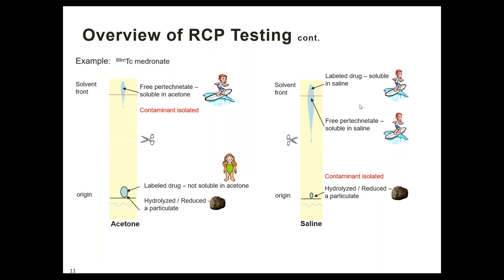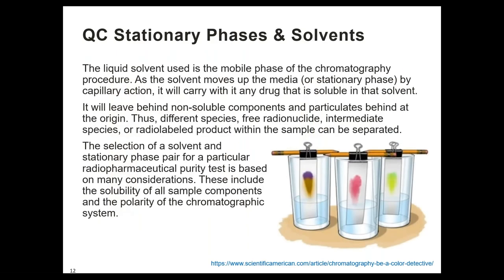We have two other species that are present potentially in this labeled pharmaceutical. Obviously, we want the labeled MDP, which should surf to the top of the page, but also free pertechnetate is soluble in saline and will move to the top of the page. So we've got two species commingled here. We can't separate them, but we do have one contamination that we've isolated by itself. So these two strips together will help us quantify how much impurity we have, and by subtraction, how much labeled MDP we have in this preparation.